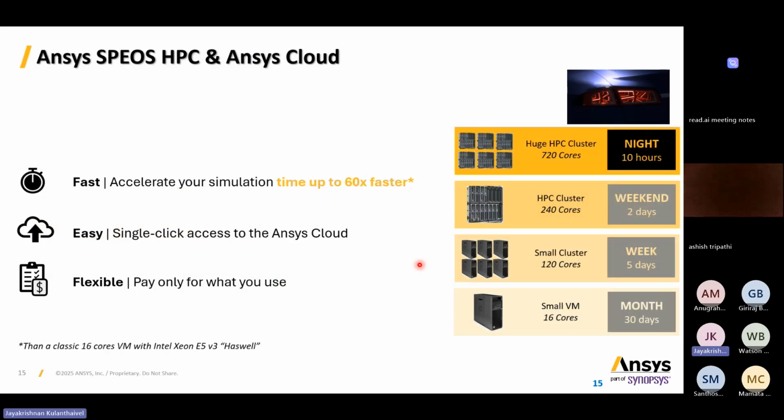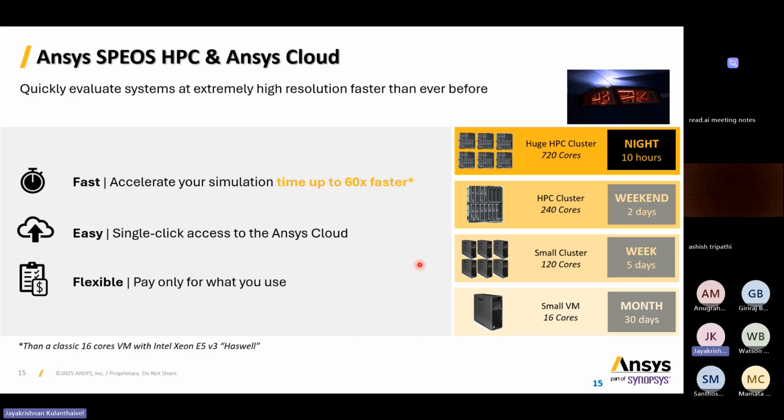And in order to accelerate the simulation and quickly evaluate our systems at extremely high resolution, we have HPC, cloud computing, and more. You can see here one simulation from Speos. These are some of the capabilities required to simulate this. If you have a huge HPC cluster of 720 cores, you can do it in a night, 10 hours. With 250 cores, it will take a weekend, 2 days. With a small cluster of 120 cores, a week, 5 days. If you have a machine with only 60 cores, it will take 30 months.